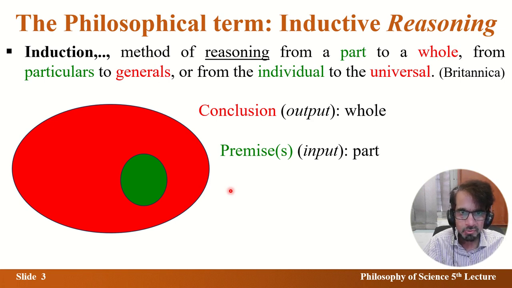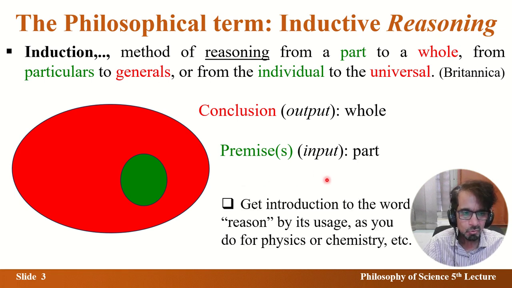Now, is that proved? If you know a rule about few things, can this rule be logically proved for all things? No. So the topic of this lecture is not inductive proofs, but inductive reasoning.